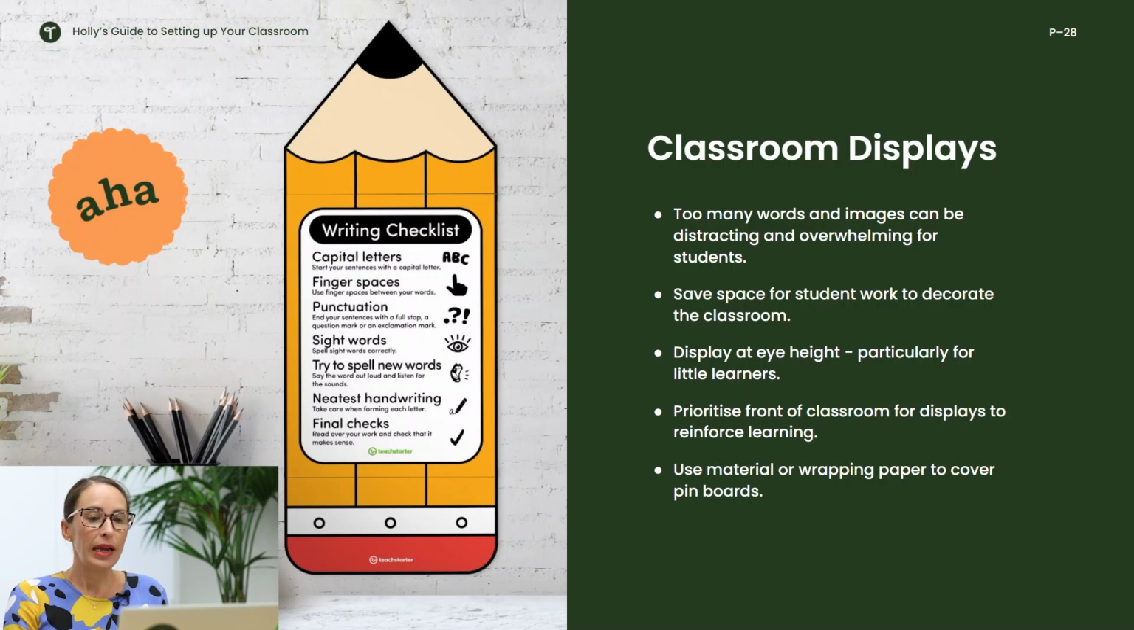Another tip is to display at eye height, particularly for little learners. I know myself, I used to put the alphabet at the top of a whiteboard. It was just the best space for it. But now I'm learning a lot more about classroom displays. It's not really accessible. It might be okay for you, but when the little kids are sitting in their desk, it's a little bit high for them. So making sure it's accessible and at their eye level means that they'll be able to use that display during their learning a lot better.